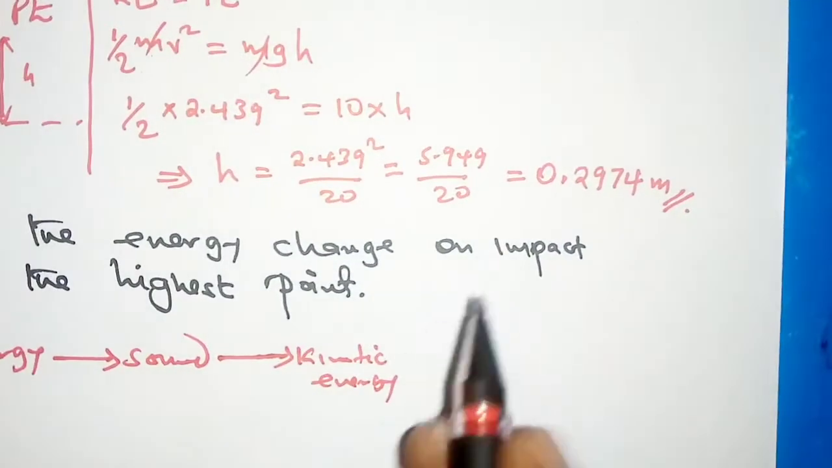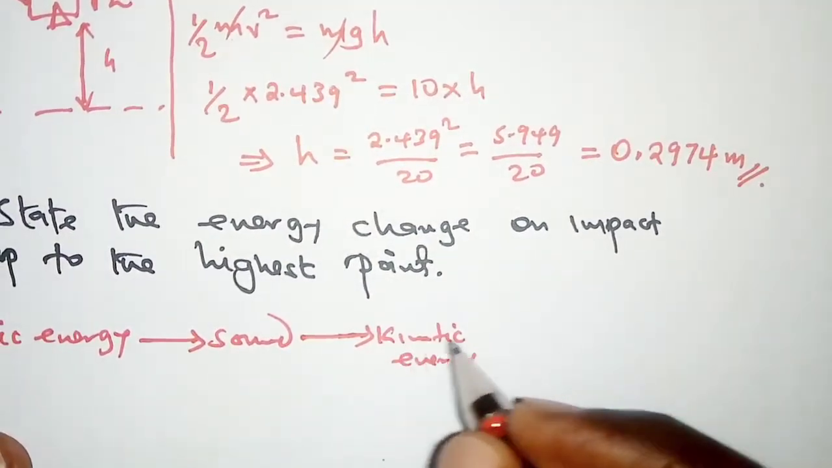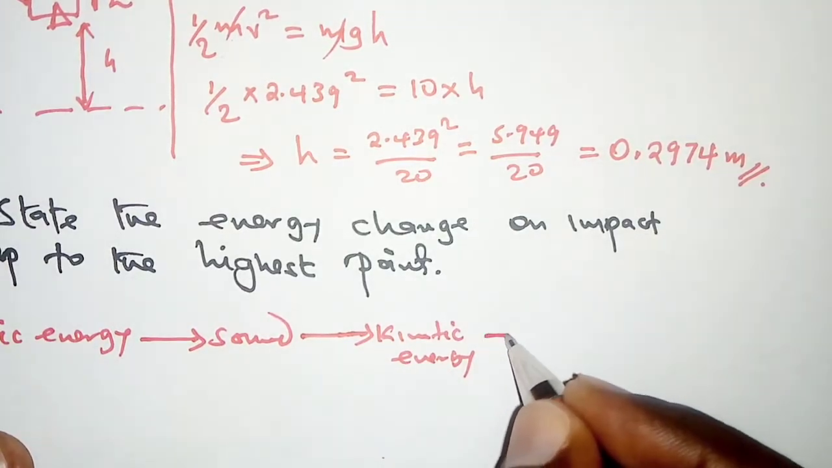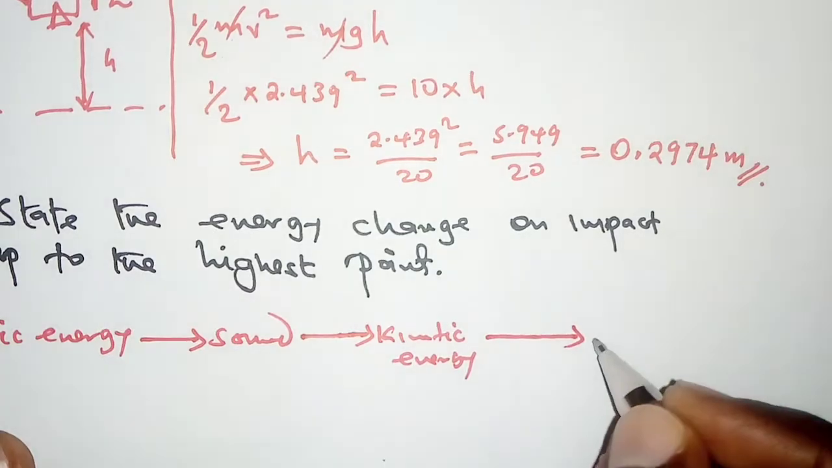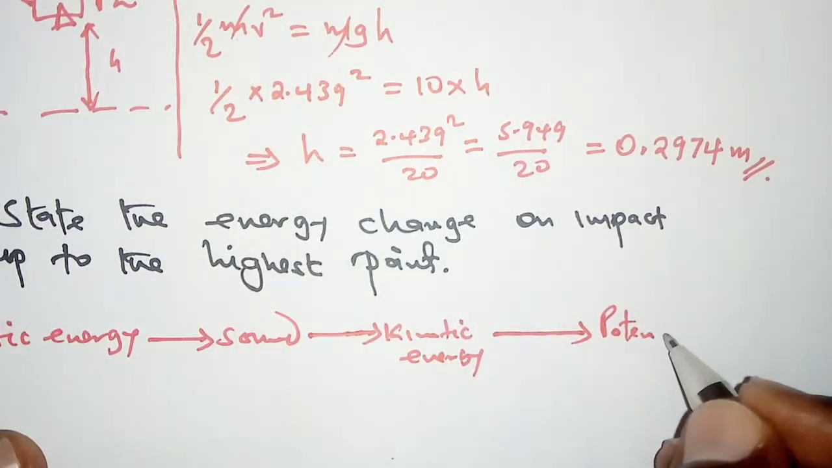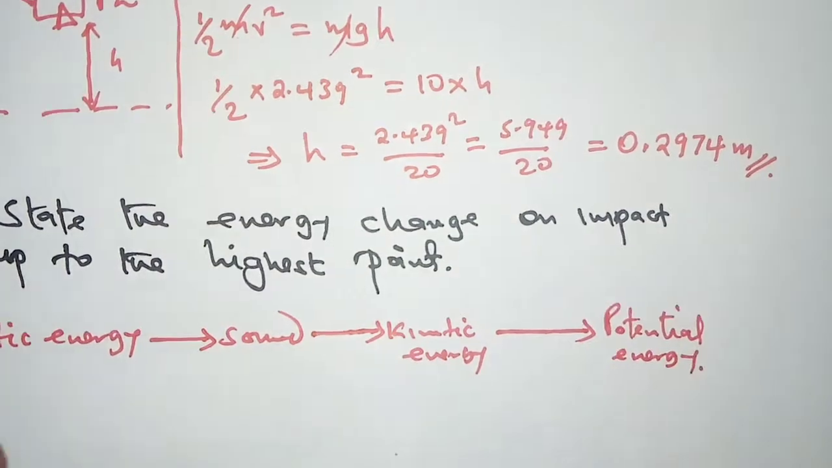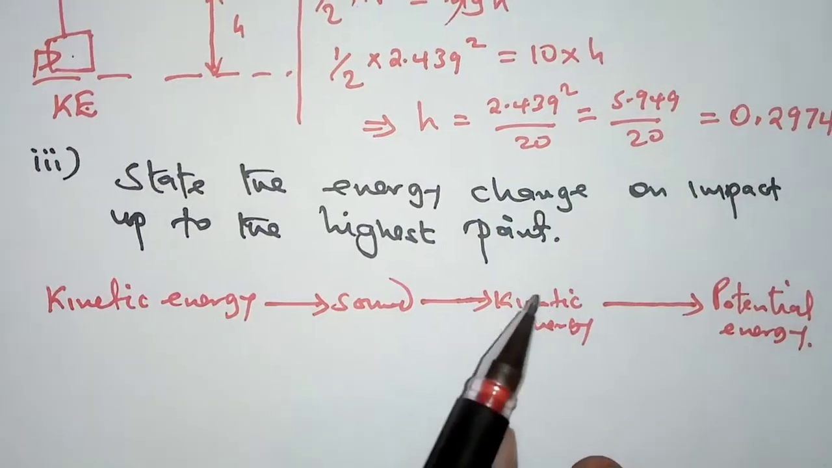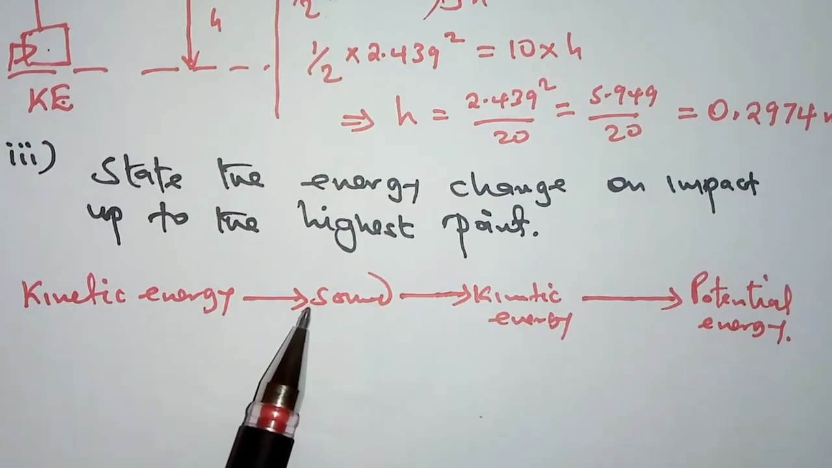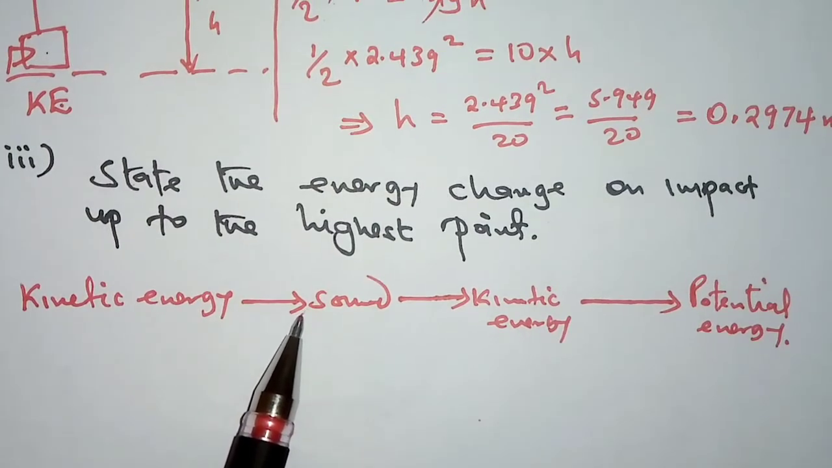So we have the energy responsible for the motion, that is the kinetic energy, and that kinetic energy is all converted into potential energy when it gets to the maximum height. This is the energy transformation or energy changes that took place during the entire process. We have come to the end of the solution to this problem.